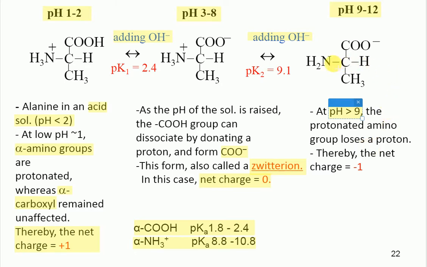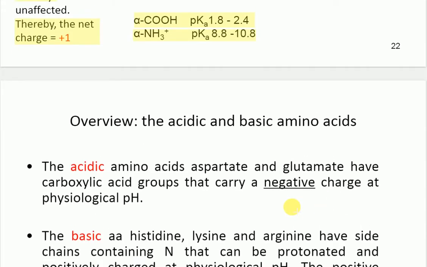So let's find that proton. The protonated amino group loses a proton. So this NH2 right here, it lost a proton and now it has no positive charge. Thereby, the net charge is now -1 because we have one minus here because of the carboxyl group that lost one of its hydrogens. So the net charge is -1. And that is alanine.